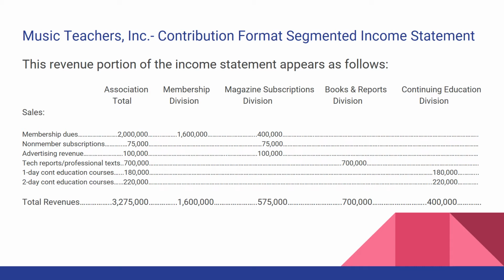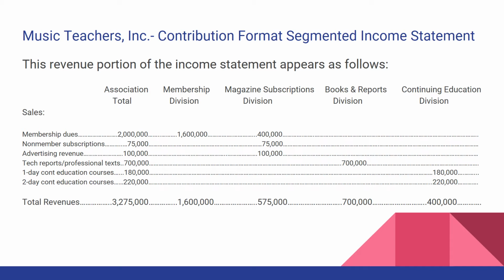Next, it talks about the technical reports and the professional text. It had mentioned that a total of 28,000 technical reports and professional texts were sold by the Book and Reports division at an average unit selling price of $25. So if we take that $25, multiply it by the 28,000, that's how we come up with the 700,000 that we're going to put under the Books and Reports division column, as well as the association total, of course.